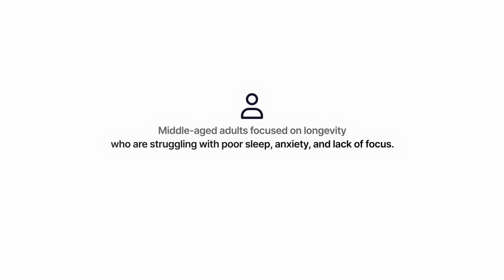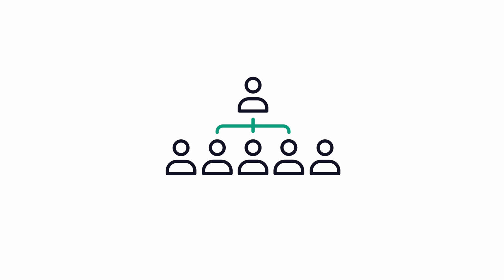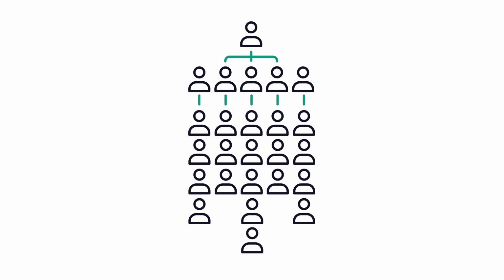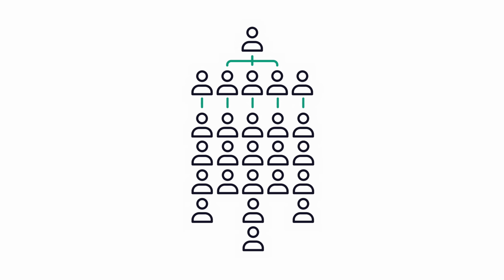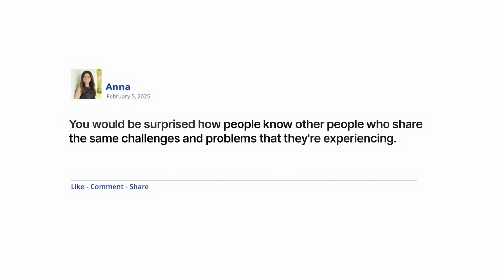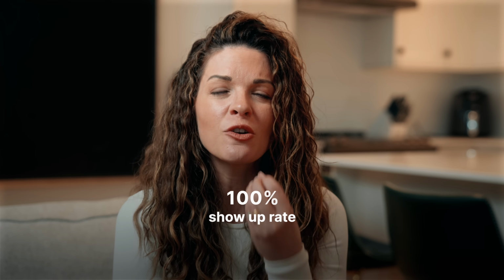And then Anna asked each of these initial 10 ideal clients to refer up to 5 more people who shared the same 3 characteristics. Using this referral strategy made all the difference because it created a snowball effect. Anna asked each new referred person to also suggest up to 5 more people who face similar challenges. As she put it, you'd be surprised how people know other people who share the same challenges and problems that they're experiencing. So through this method, Anna completed 55 ideal client interviews in record time, and every single person who scheduled a call showed up. 100% show up rate, that's incredible.